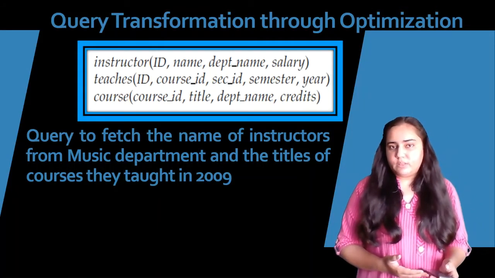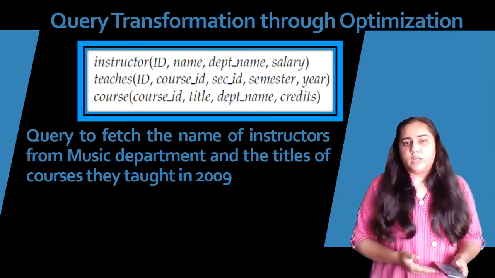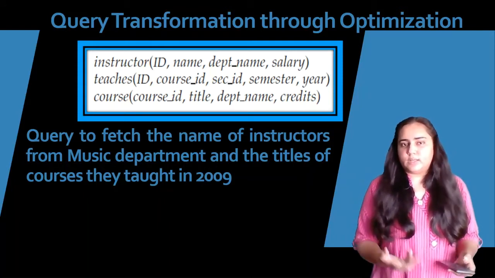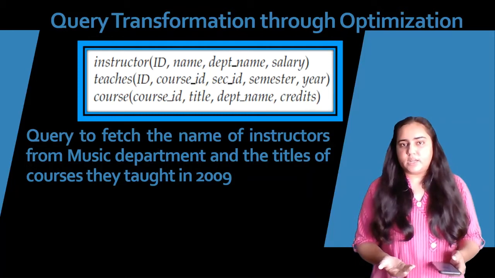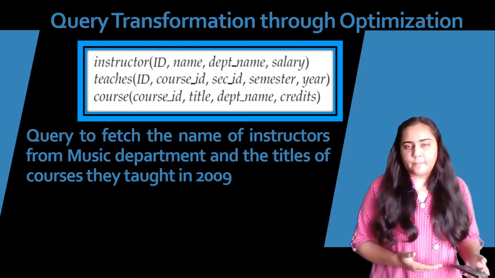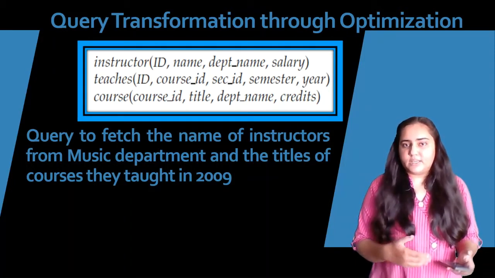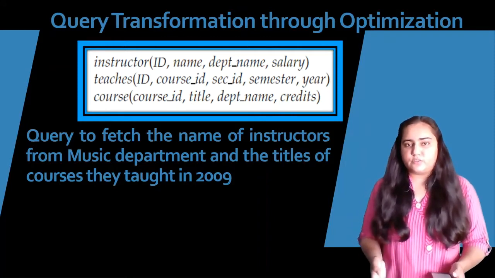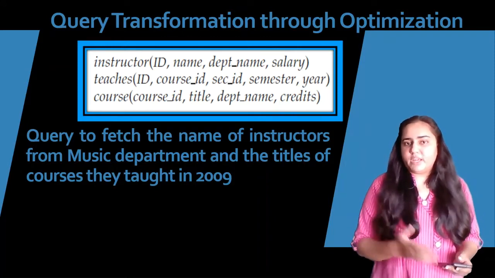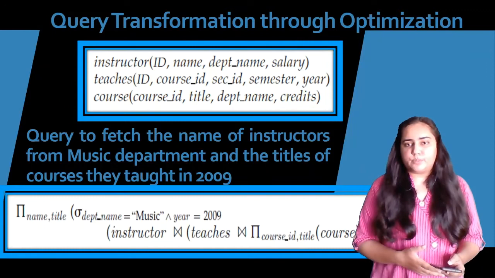So we are given two things: the year 2009 and the department music. What we need to fetch is names of instructors and titles of the courses. So the query can be written like this in relational algebra.